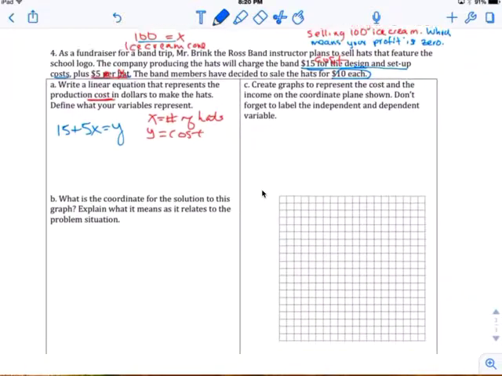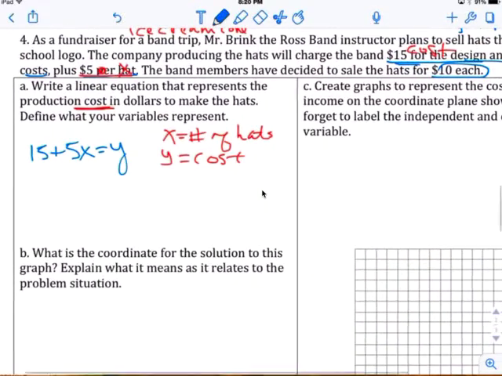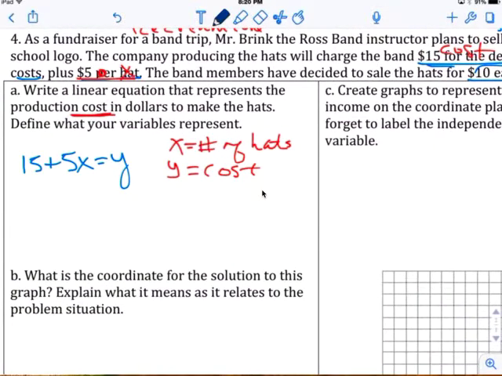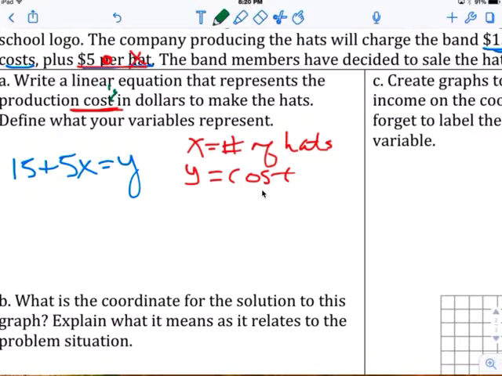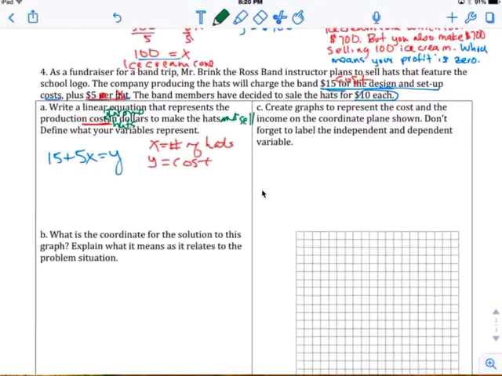Oh, I forgot to have them write... we need to add this in. Goodness gracious. And write an equation that represents cost and income in dollars to make and sell hats. Uh-oh, because that's the whole point of this stuff. Oh, so sorry.